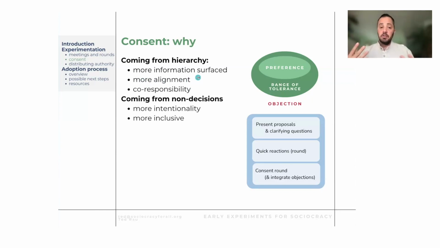We have more alignment because if something that we're deciding doesn't work for my part of the team, then I can object. That is not the case if it's heavily hierarchical. And we have a system of co-responsibility instead of just blaming everything on the boss, because if you get to decide, that also means now you're on the hook. If you come from a place where you have a hard time making decisions in the first place, consent often brings more intentionality, so you know how to move towards a decision more easily. And it can also be more inclusive because it's more clear how to say no.